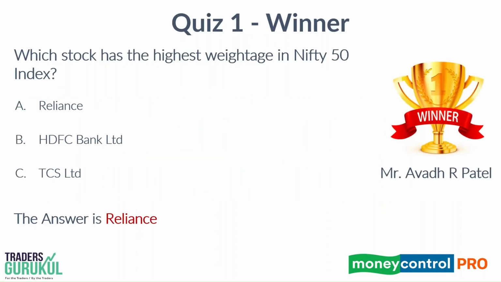Here is the winner for yesterday's quiz. We had asked this question: which stock has the highest weightage in Nifty 50 index? A was Reliance, B was HDFC Bank Limited, C was TCS Limited. The right answer was Reliance, which holds around 10.72%. So this is the highest weightage in Nifty 50 index, and the winner is Mr. Awadh R. Patil. Congratulations, Awadh sir. You can get in touch with us to get the access for the next event. Also, you have another two times to win to get the 1 lakh educational goodies from the Traders Gurukul. Thank you very much.